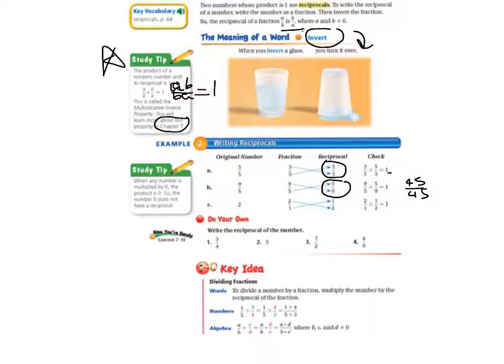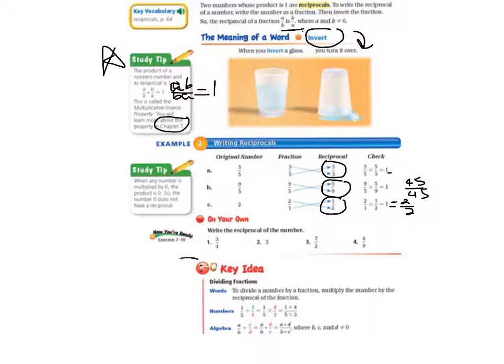2. Remember that every whole number is itself over 1. So 2 over 1, we take the reciprocal and we multiply that by 1 over 2, or 1/2. So 2 over 1 times 1 over 2 equals 2 over 2, which equals 1. So now you can see why this works.